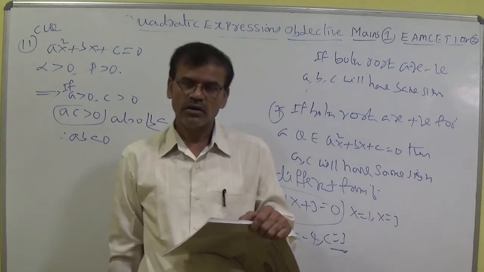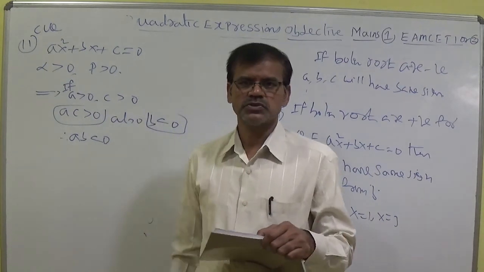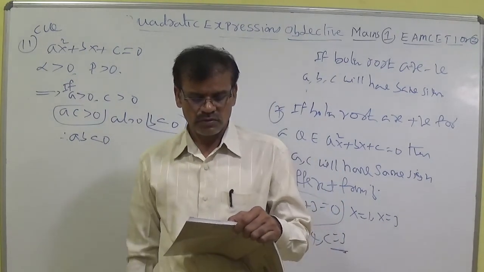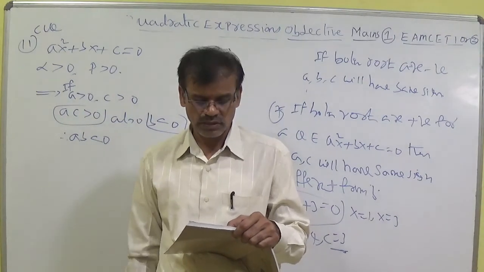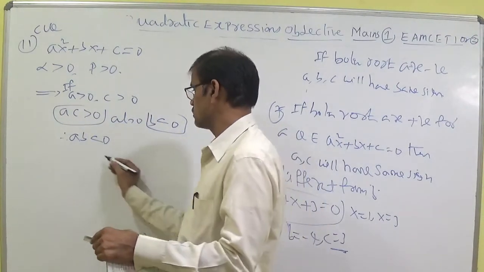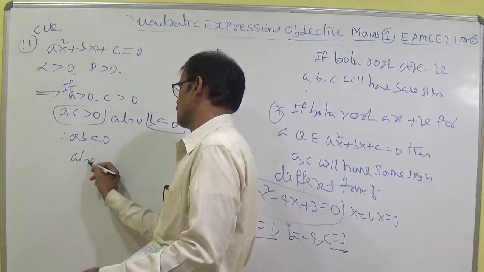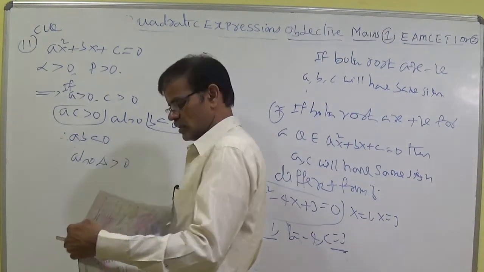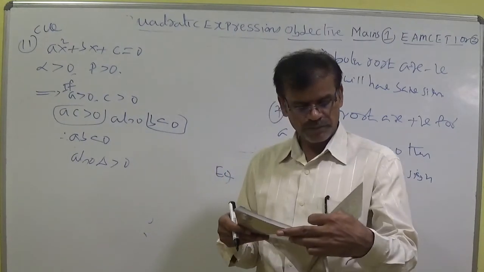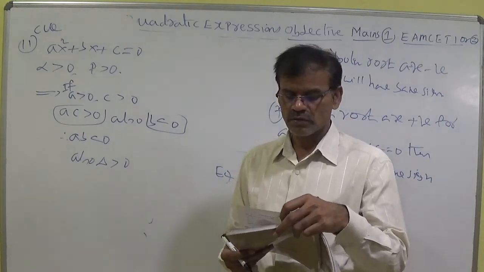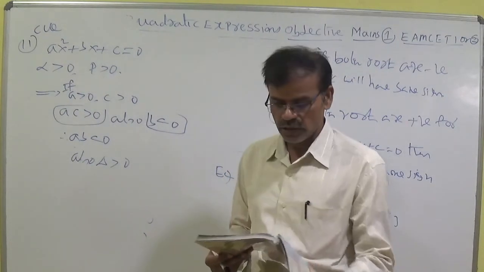ab less than 0. Of course, whenever roots are positive, the roots are real, so there is no question of complex numbers, that is delta greater than 0. That is also simple, and I am writing delta greater than 0. 11th question, third option he has given, ab, yes, third option, that's all.